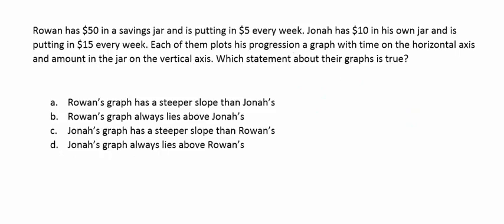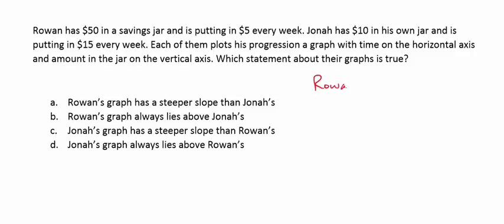Okay, looking at this next question, we have Rowan. Rowan has $50 in a savings jar and puts away $5 every week. Jonah has $10 in his jar, puts away more money per week, $15. Each of them plots his progression on a graph with time on the horizontal axis, amount in the jar on the vertical axis. Which statement about their graphs is true?